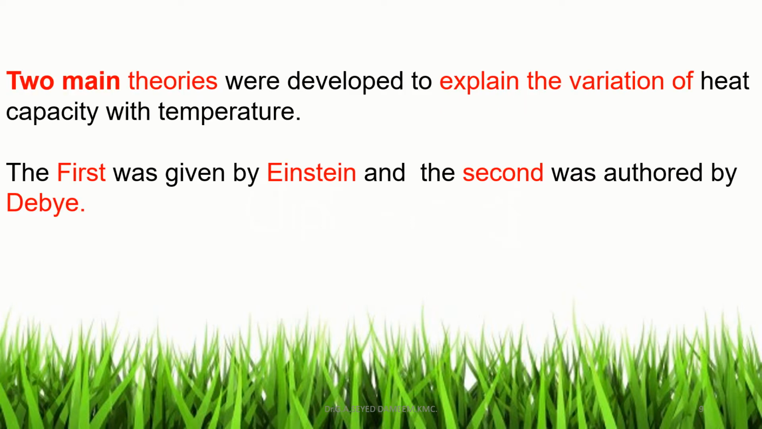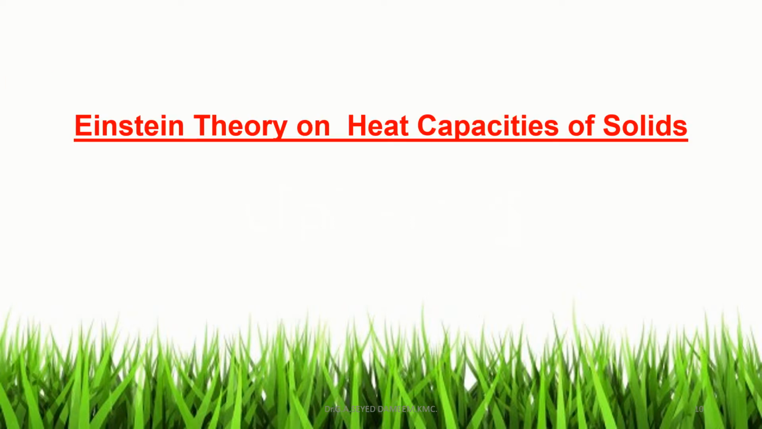I already mentioned two theories. Two main theories were developed to explain the variation of heat capacity with temperature. The first was given by Einstein, and the theory is known as Einstein theory of heat capacity of solids. The second was authored by Debye, and that theory is called Debye's theory of heat capacity of solids. Next topic is Einstein theory on heat capacity of solids.